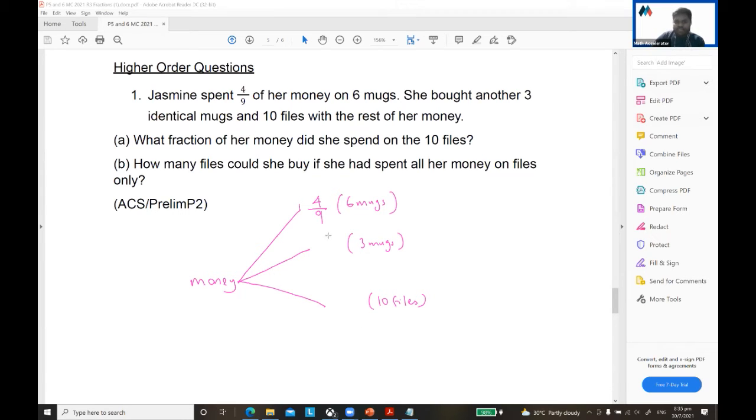So how do we find the fraction here and the fraction here? Okay, the clue lies with 4/9 is 6 mugs. So write this down. 6 mugs is associated with 4/9.